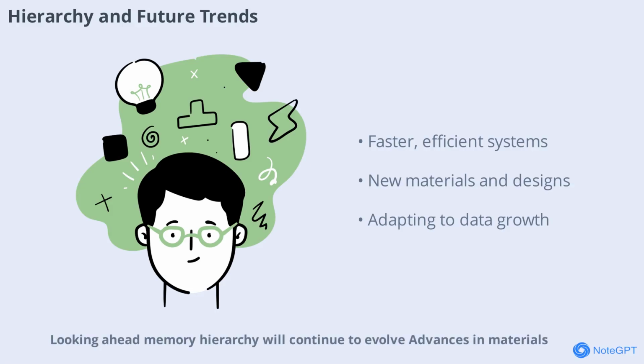Looking ahead, memory hierarchy will continue to evolve. Advances in materials, architecture, and software will lead to faster, more efficient systems. As data demands grow, new solutions will emerge to keep computers running smoothly and efficiently, shaping the future of technology.